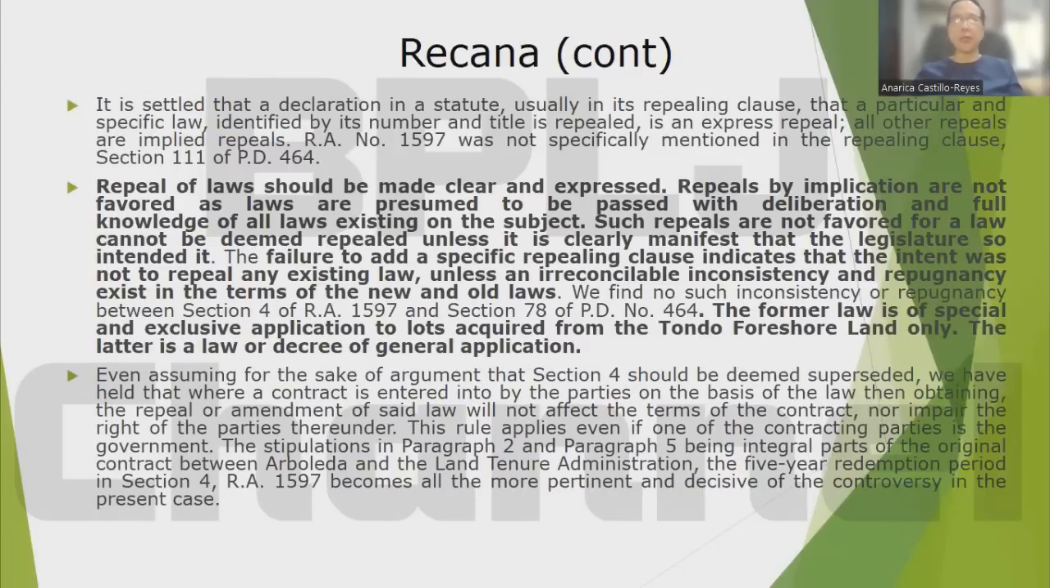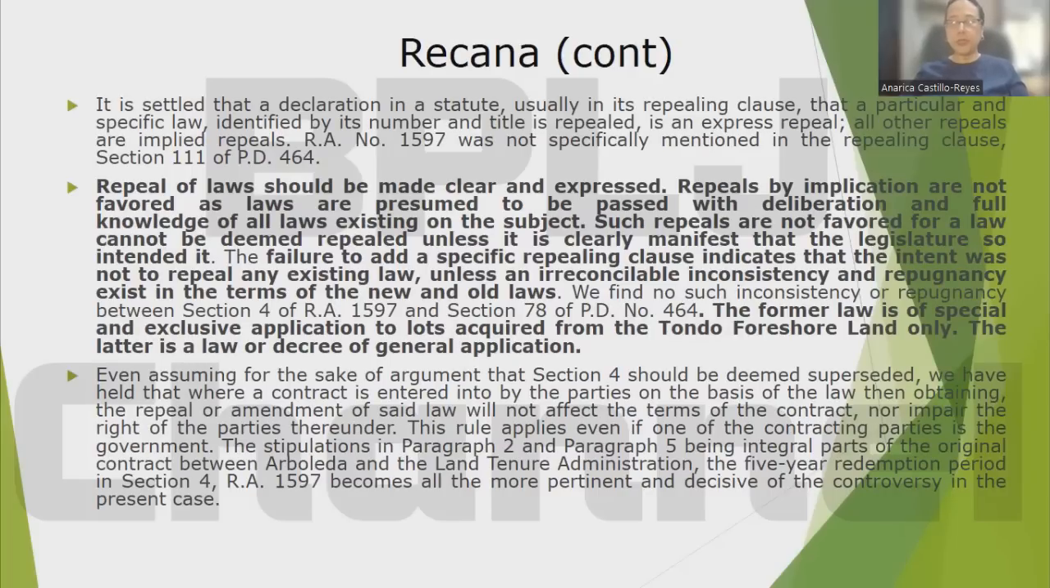Again, the Supreme Court reiterated that repeal of a law should be made clear and express. Repeals by implication are not favored, as laws are presumed to be passed with deliberation and full knowledge of all the laws existing on the subject. Such repeals are not favored, for a law cannot be deemed repealed unless it is clearly manifest that Congress so intended. The failure to add a specific repealing clause indicates that the intent was not to repeal any existing law unless an irreconcilable inconsistency and repugnancy exists in the terms of the new and the old laws.